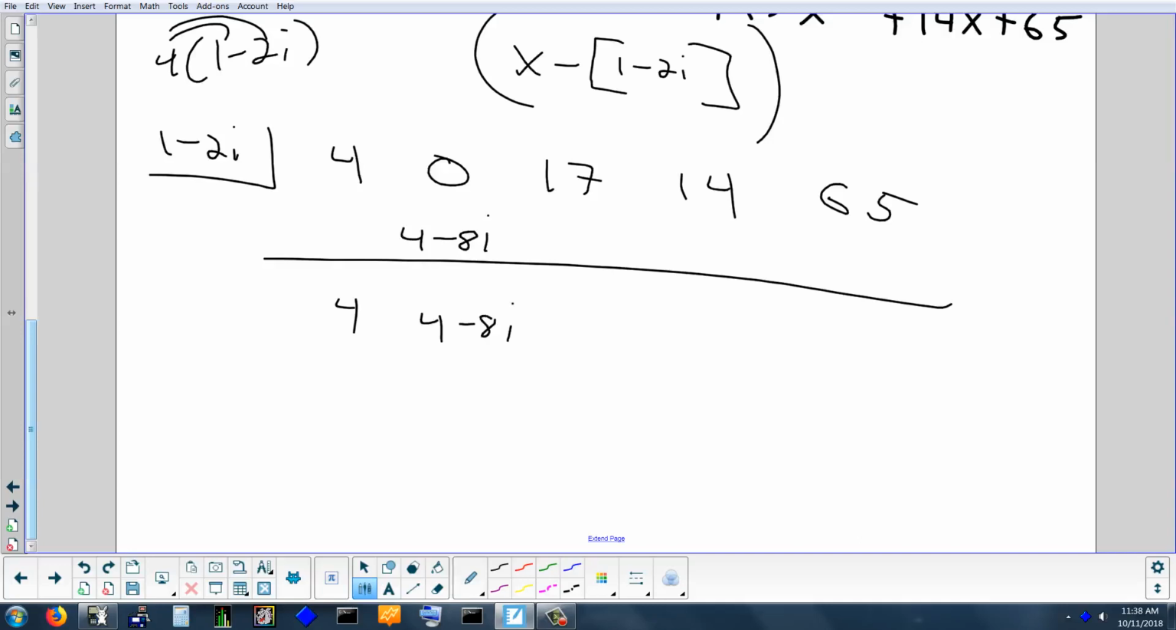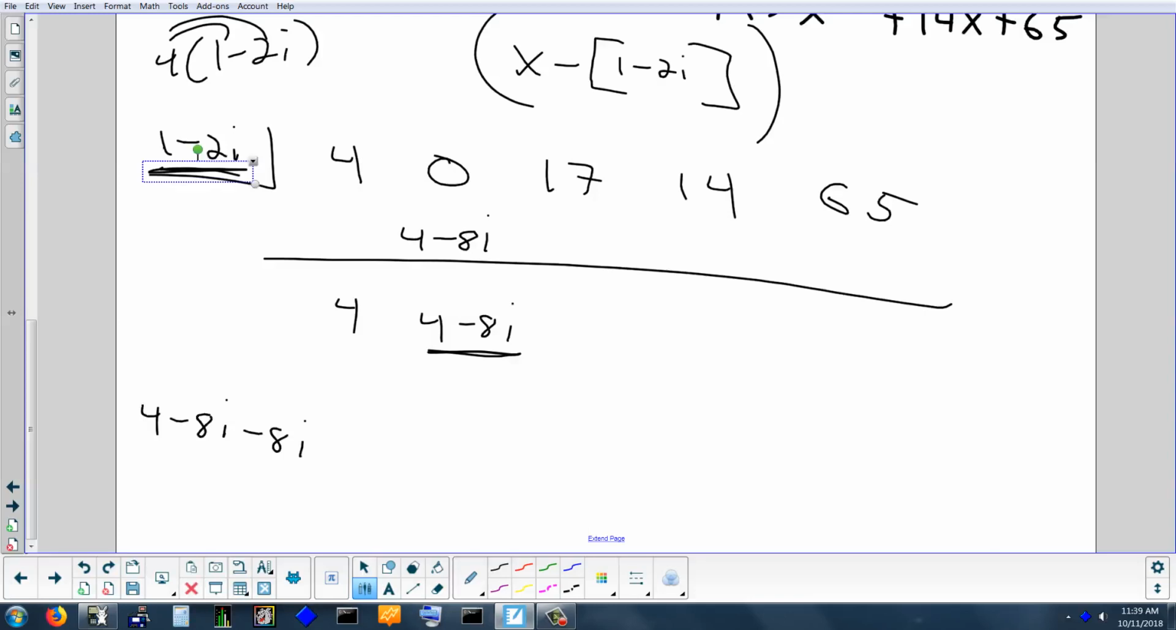Now, this is the part that gets a little annoying. You have to multiply this times that. Not that it's hard, but we're going to have to do it a couple times. So let's do it out. And I'll do it off to the side so I don't mess up the problem we're doing. So 1 times 4 gives me 4. 1 times negative 8i. Negative 2i times 4.